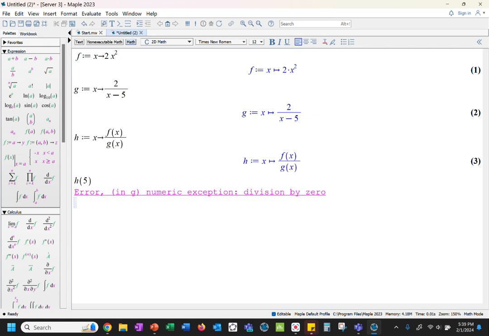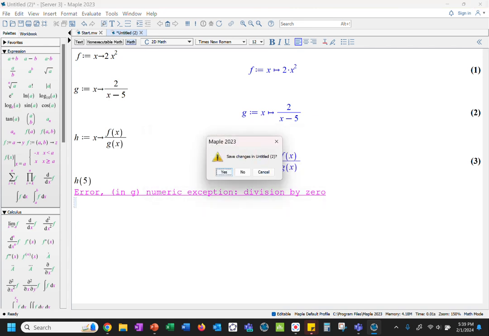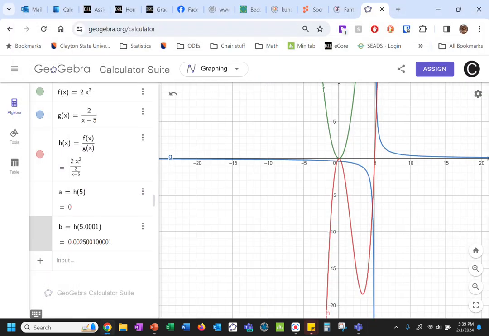So you do have to think about this and make sure that you are getting the correct answer out of your GeoGebra or your calculator or whatever, because sometimes they lie to you.